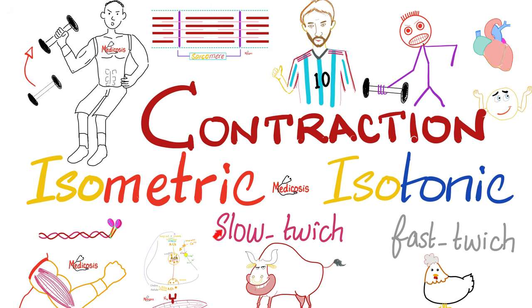Let's continue my physiology playlist. In previous videos, we have talked about the structure of the muscles. We have talked about the actin, myosin, troponin, tropomyosin, the neuromuscular junction, and the excitation-contraction coupling. Today, we'll talk about muscle contraction, the difference between isometric and isotonic contractions, and the difference between slow twitch fibers and fast twitch fibers. With that said, now let's get started.